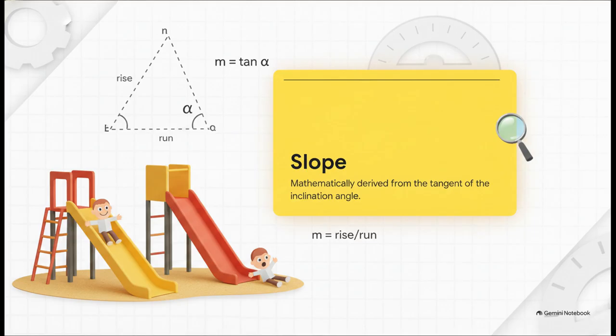That physical steepness is what we call slope, and mathematics gives us a highly precise way to measure it using trigonometry. Slope, which we represent with the letter m, is mathematically derived from the tangent of our inclination angle, alpha. So m equals tan alpha. If you remember your right triangles, tangent is opposite over adjacent. In the context of our coordinate playground, that just means our vertical rise over our horizontal run.